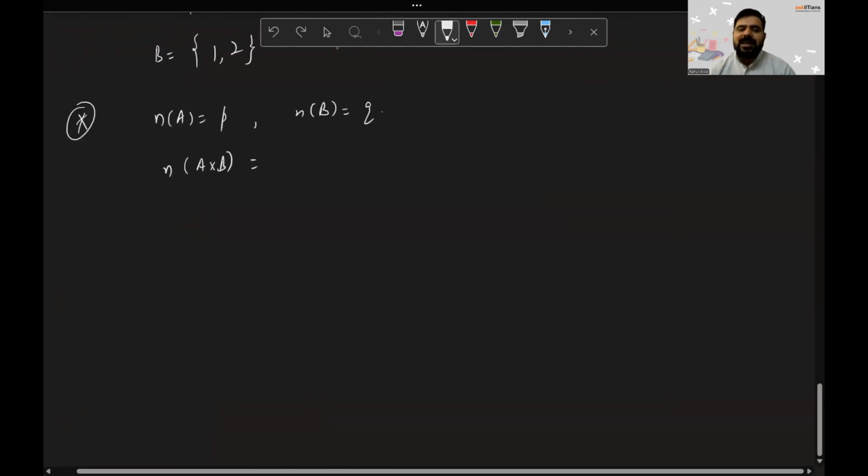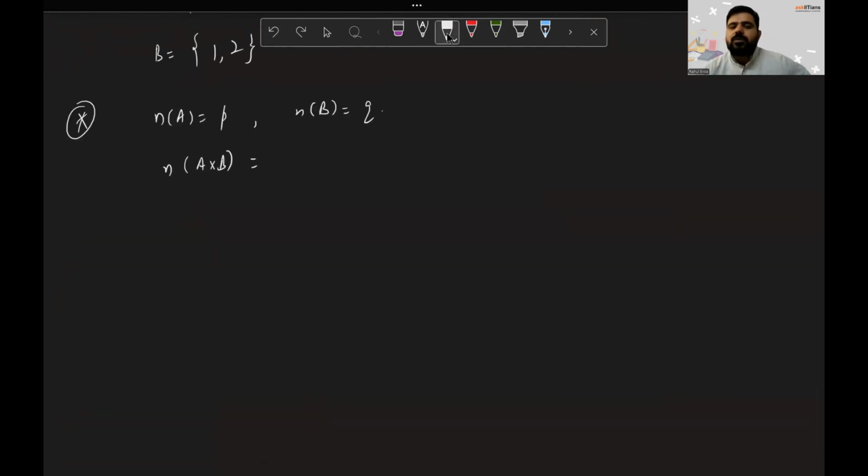So the number of elements of set A is given to you, the number of elements of set B is given to you. You'll be having this as Q plus Q plus Q dot dot dot. How many times? P times. So we'll be having this summation P times. So this is going to be P into Q. These many elements will be there in A cross B.